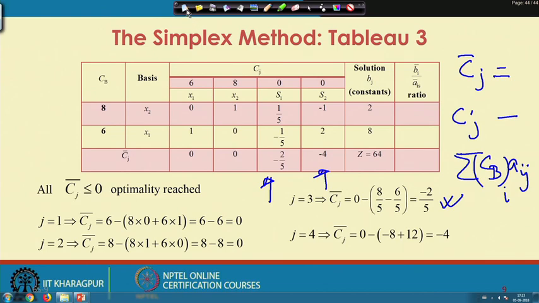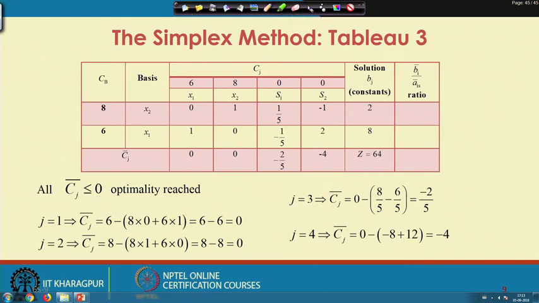So, now you note the values for the Cj bar. For the basic variables, these are zeros. For the non-basic variables S1 and S2, I have minus 2 by 5 and minus 4. So, all the relative profit coefficients Cj bar are less or equal to 0. So, that is the condition of optimality. We have reached optimality conditions.